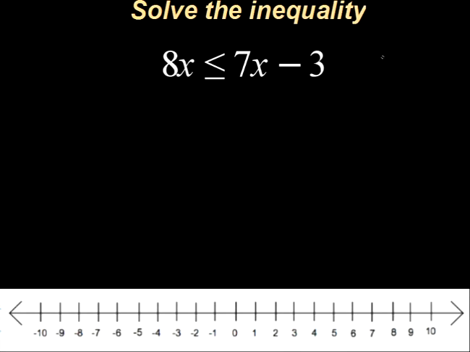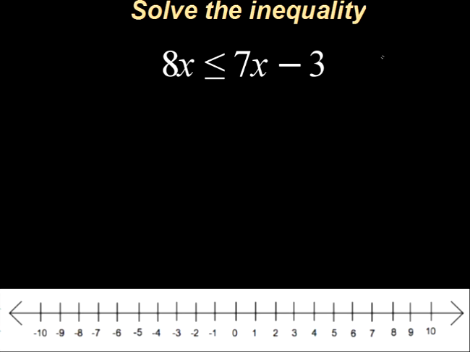Today we're going to talk about how to solve inequalities and graph their solutions. So we will solve this much the same way that we would a regular equation, except with a couple of caveats that exist for inequalities. So we have that 8x is less than or equal to 7x minus 3.